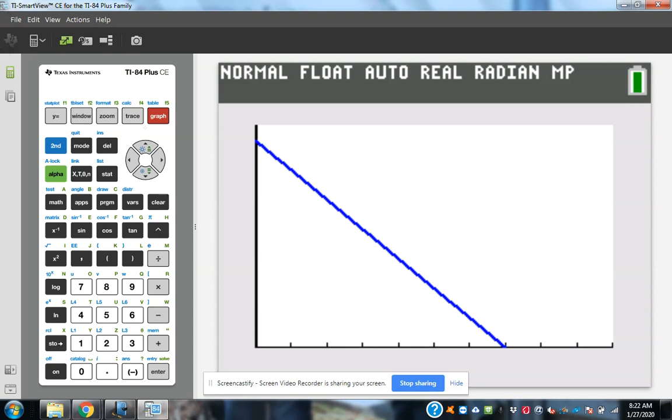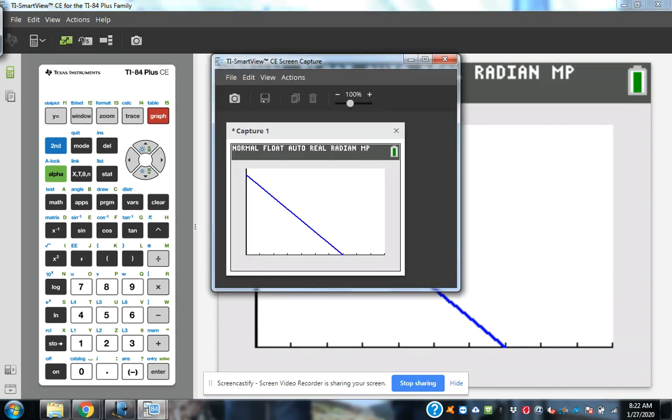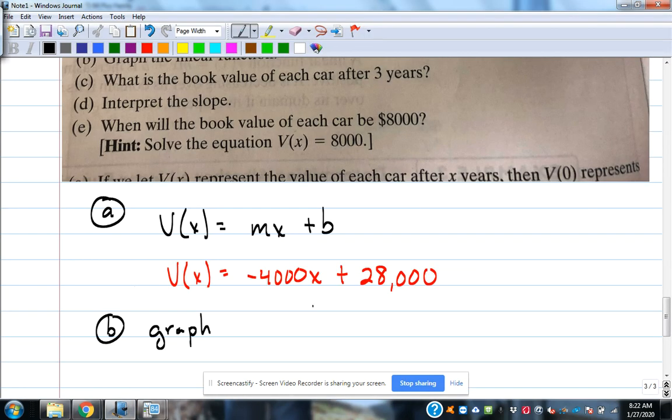So that's just changing the window on your graphing calculator so that you can see the graph look like what it should look like. We can see values as x gets further and further along. We're seeing the value go down at a negative slope. It makes sense. So we can see that picture. If I wanted to take a picture of that, good. I'm going to copy that and put it in my notes there. But you know how to get there.